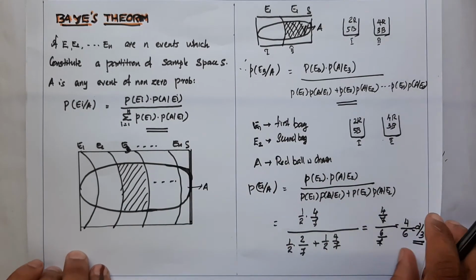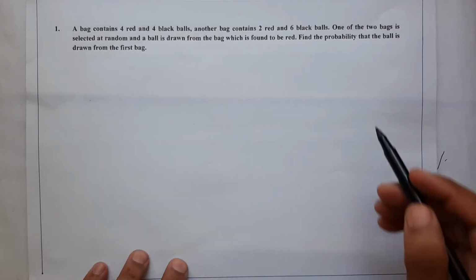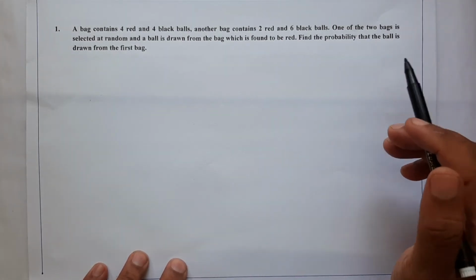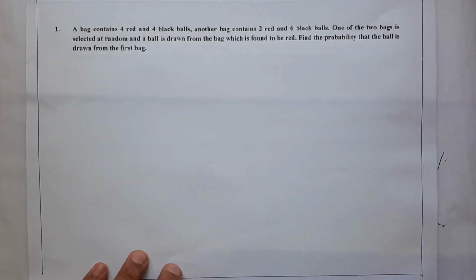Now we discuss some problems based on this topic. Our first question is: a bag contains 4 red and 4 black balls. Another bag contains 2 red and 6 black balls. One of the 2 bags is selected at random and a ball is drawn from the bag, which is found to be red. Find the probability that the ball is drawn from the first bag.